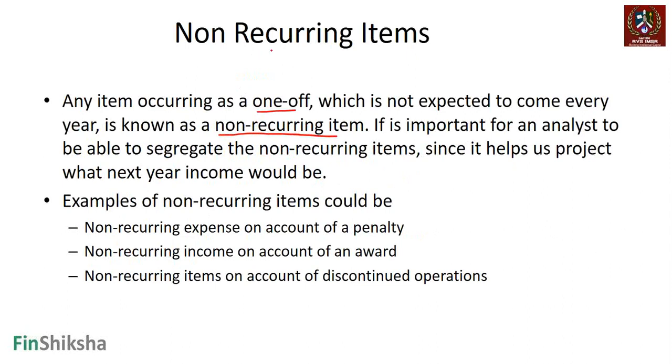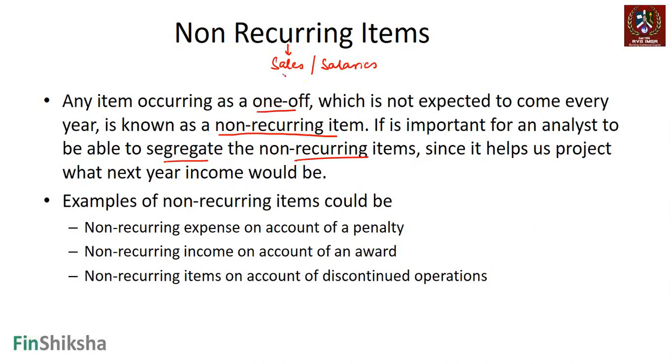What is a recurring item? Your sales are recurring items. Expenses like salaries and marketing cost, etc., are recurring items. Non-recurring items are essentially those which are only in this year but may not repeat themselves every year, right? It is important to be able to segregate the non-recurring items since it helps us in projecting what is going to be the next year income, right?